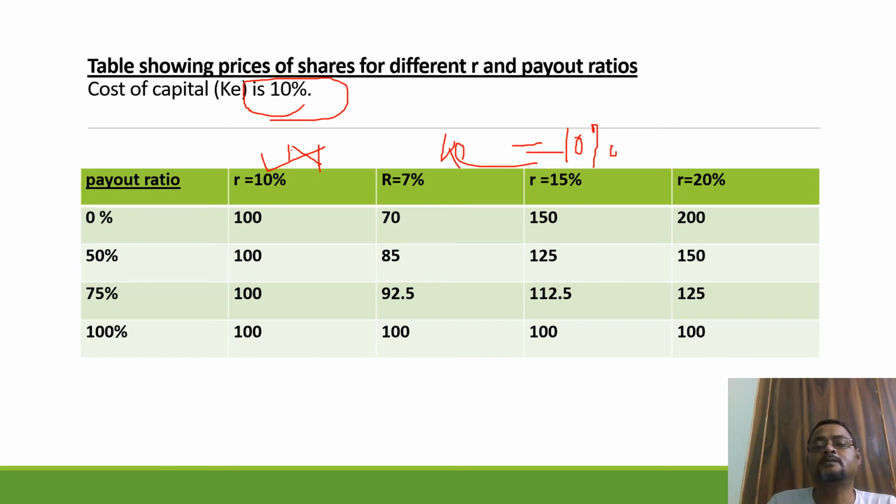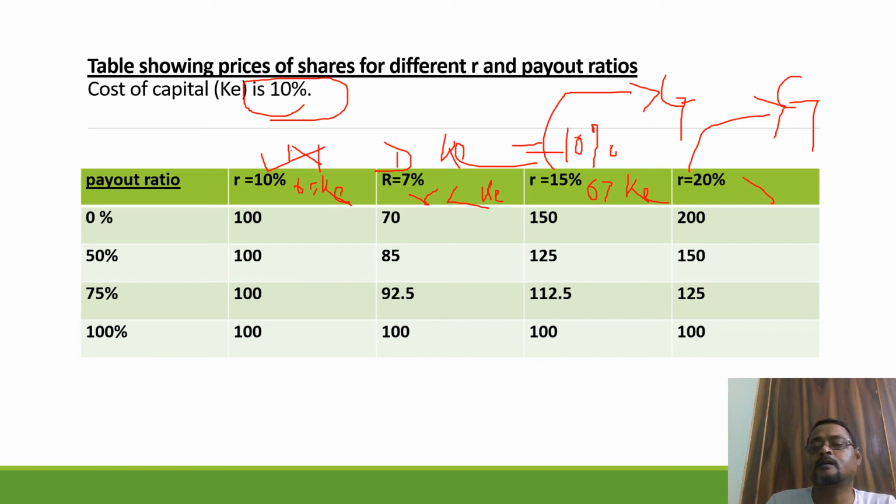R is 7%, this is a declining firm. R is 15%, this is a growth firm. R is 20%, this is also a growth firm. So one case is a normal firm when R is equal to KE. So you can write it here, R is equal to KE. R is less than KE. R is greater than KE.